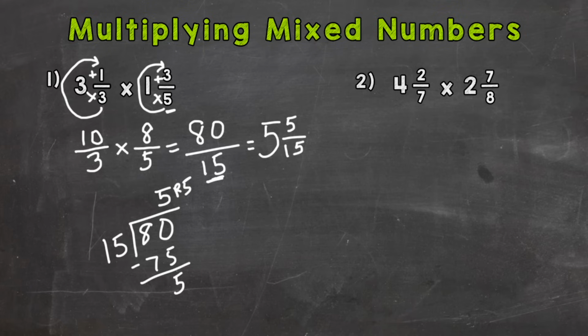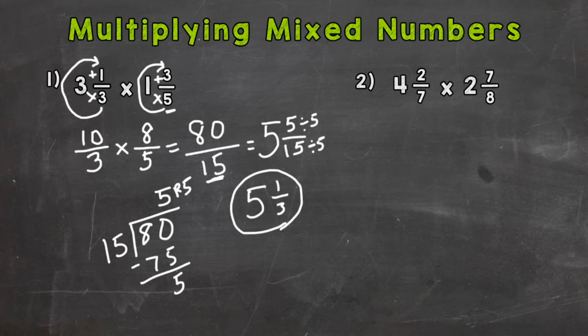And we can actually simplify that further, the fractional part of that mixed number. 5/15, 5 and 15 have a common factor of 5, so I'm going to divide them both by 5. So 5 divided by 5 is 1. 15 divided by 5 is 3. So my final answer would be 5 1/3.